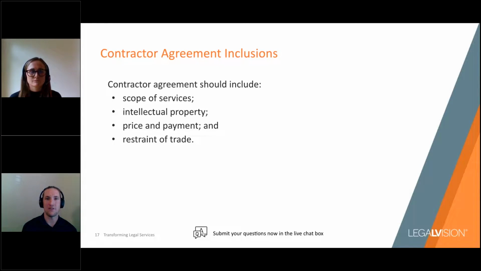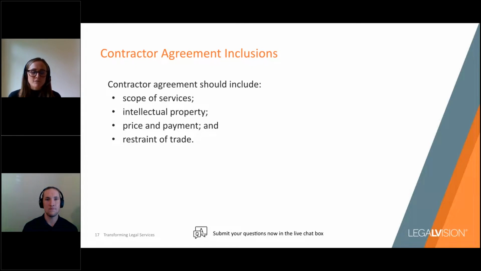The last one we've got there on the screen, Ali, is restraint of trades, or sometimes they're known as non-compete or non-solicitation clauses. Do you want to just sort of run through what they are? Yeah, sure. It's generally used to prevent or limit your contractors from providing their services to your competitors, either during the term and sometimes for a reasonable period afterwards. The non-solicitation is more about ensuring that the contractors don't solicit any clients or employees away from you.